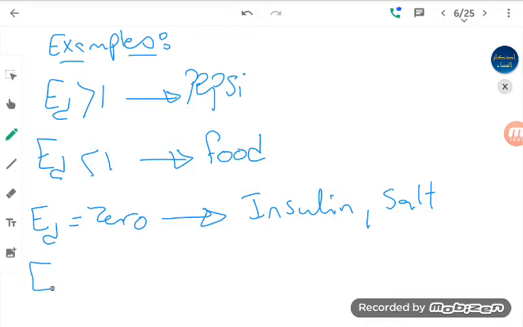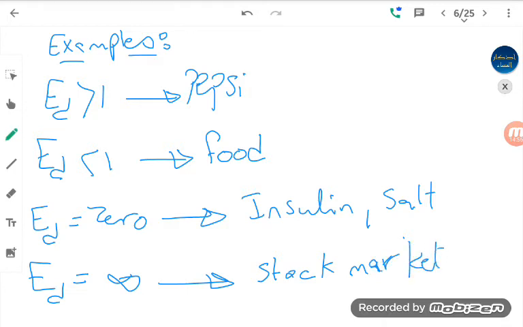And finally, case number 5, which is infinity, such as the stock market. Almost there is no change in prices, but people respond rapidly to changes in the stock market.